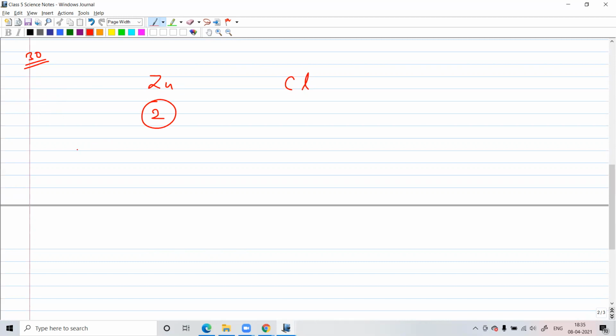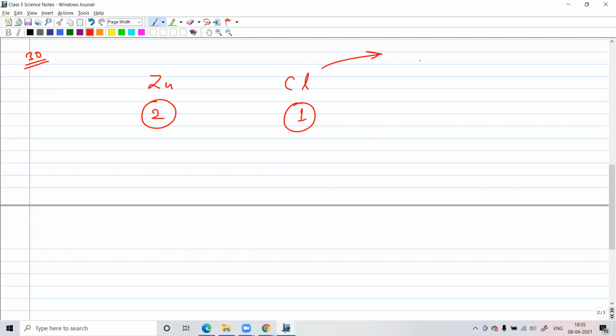Everybody knows what valency means, right? We had talked about it. Valency means the capacity to combine with other elements. How many electrons it can give or take. For zinc, that is 2. And what about chlorine? What is the valency of chlorine? 1. Yes. The valency of chlorine is 1.